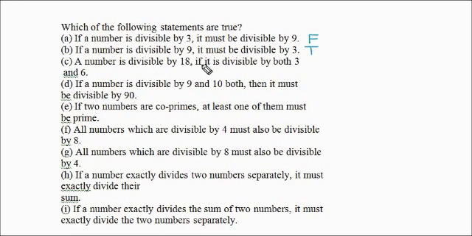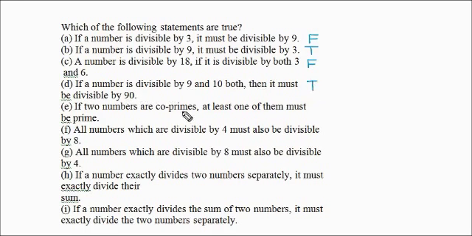A number is divisible by 18 if it is divisible by both 3 and 6. This is valid only in case 3 and 6 are co-primes. But if we see, 3 and 6 are not co-prime because 6 is a multiple of 3. So, they are not co-primes. Because they are not co-primes, this is false. If a number is divisible by 9 and 10 both, then it must be divisible by 90. Yes, it must be divisible by 90 because 9 and 10 both are co-primes. And hence, the number should be divisible by their product, which is 90. So it is true.